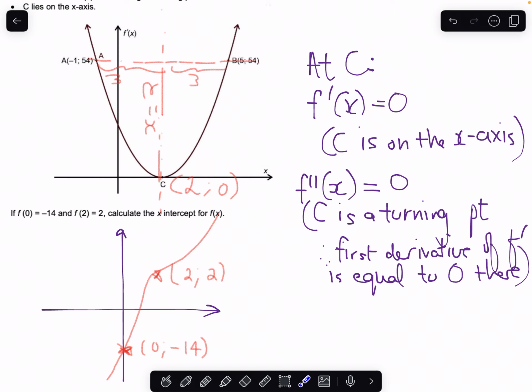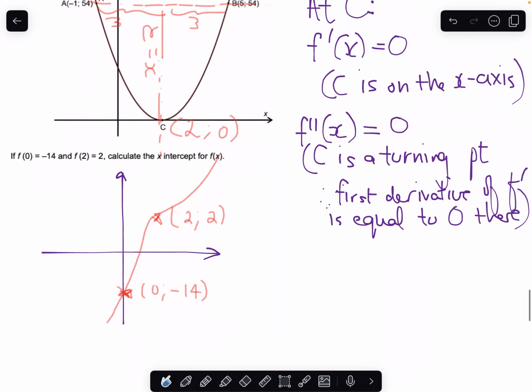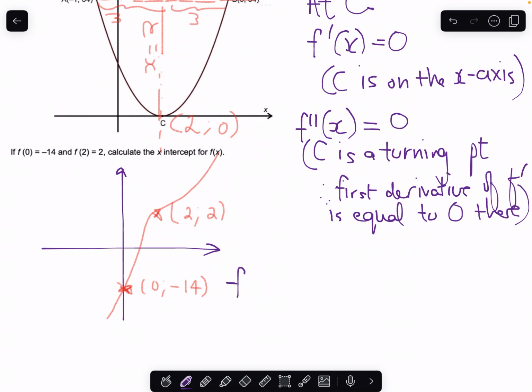Okay. So I mean, no, I don't know what I mean. So this is a cubic graph. f of x is ax cubed plus bx squared plus cx plus d. Okay, we have 2 points. So we have 2 points on it.